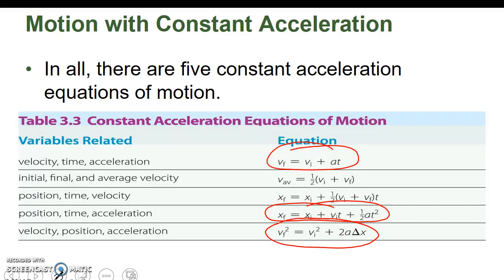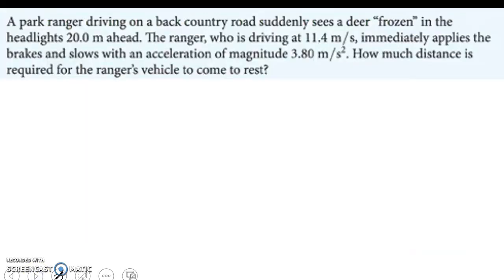This one has final and initial velocity, acceleration, and time, no position. This one has everything but final velocity, and this one does not have time. So now you can take a look at what you have, but also look at what you don't have in a problem to see what's beneficial in picking your equation. So let's see, a park ranger driving on a backcountry road sees a deer frozen in the headlights 20 meters ahead. The ranger is driving at 11.4 meters per second, immediately applies the brakes, and slows at an acceleration of 3.8 meters per second squared. How much distance is required for the ranger's vehicle to come to rest?